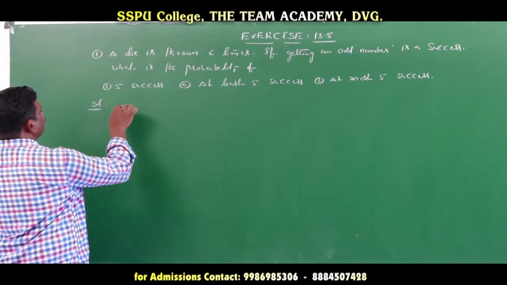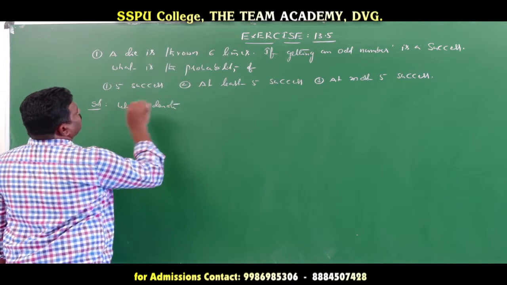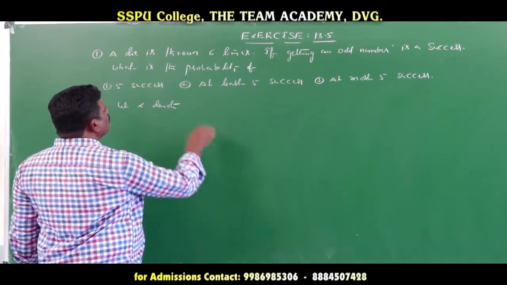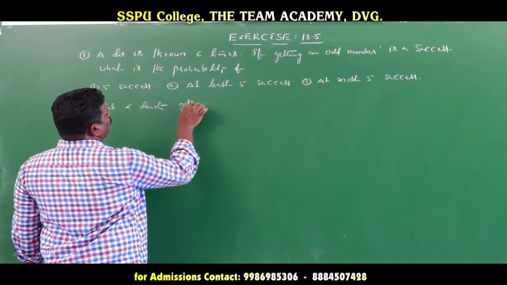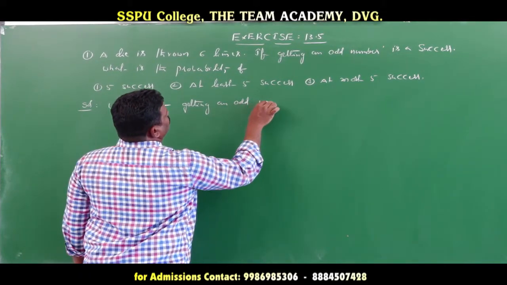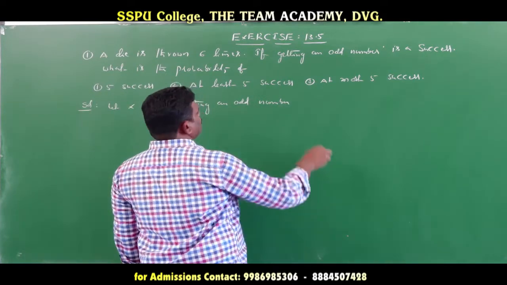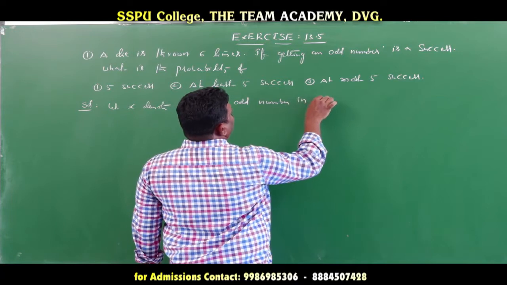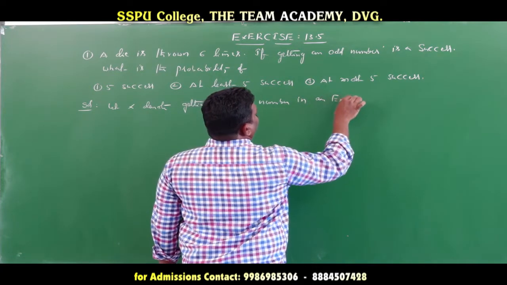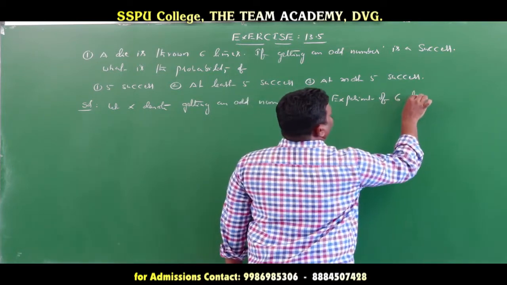So here what we define first: let x denote getting an odd number, getting an odd number in an experiment of 6 trials.